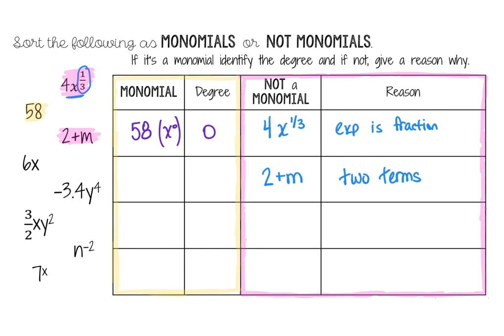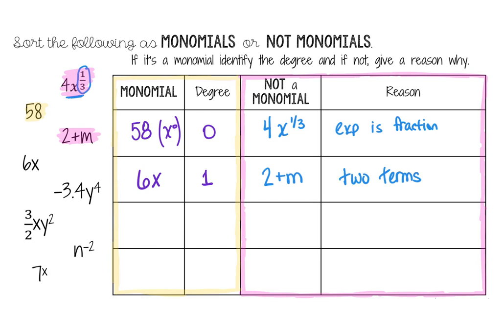Okay? Let's look at the next one, 6x. Is 6x a monomial? Yeah, because a term can be a number, a variable, or the product. That's just 6 times x. So this is a monomial. The degree is all my exponents added up. What's the only exponent that I have here? A 1. So my degree is 1.